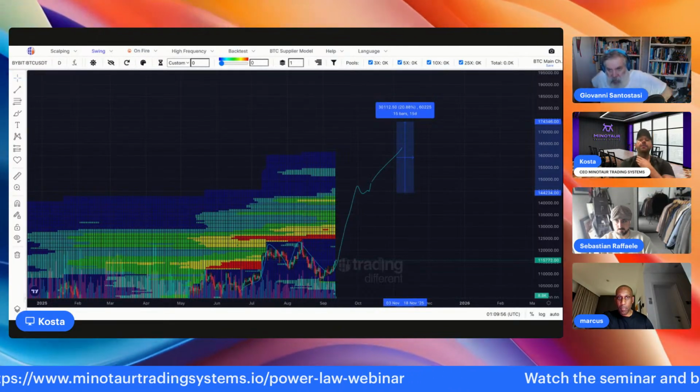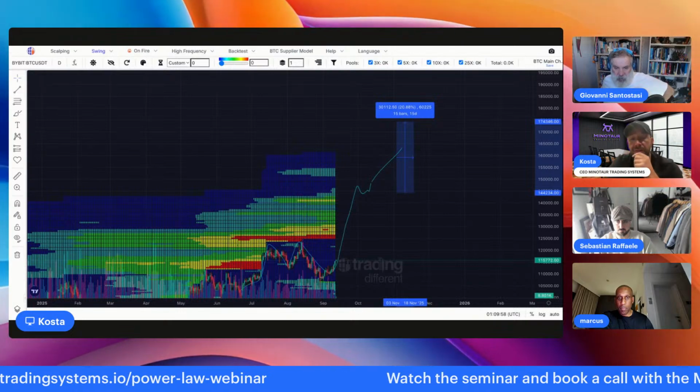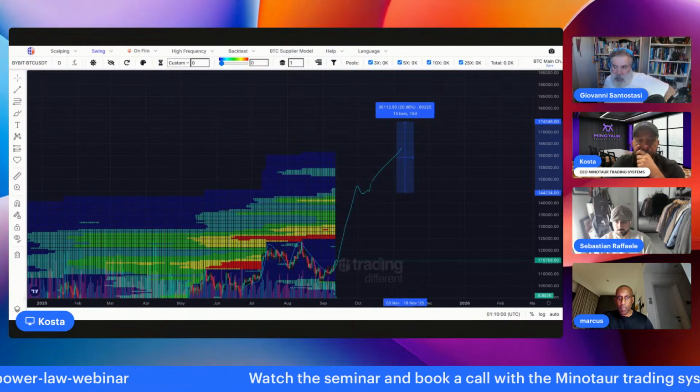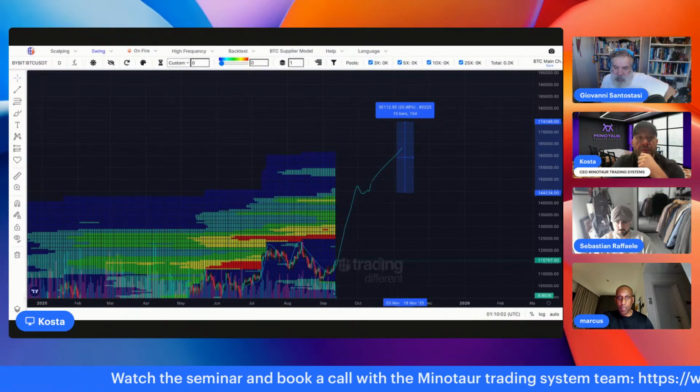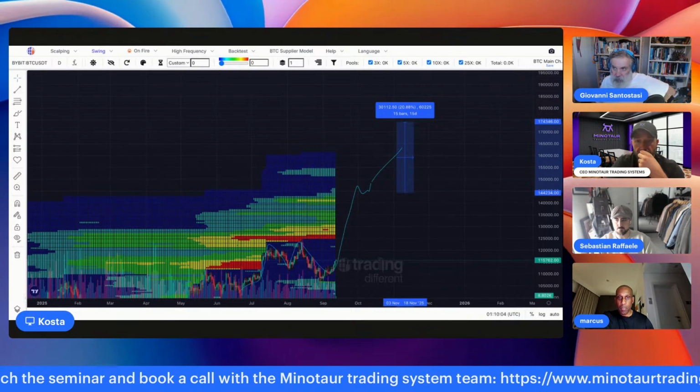But yeah, right now it works well because basically we have followed the power law very closely. But I will add this option.